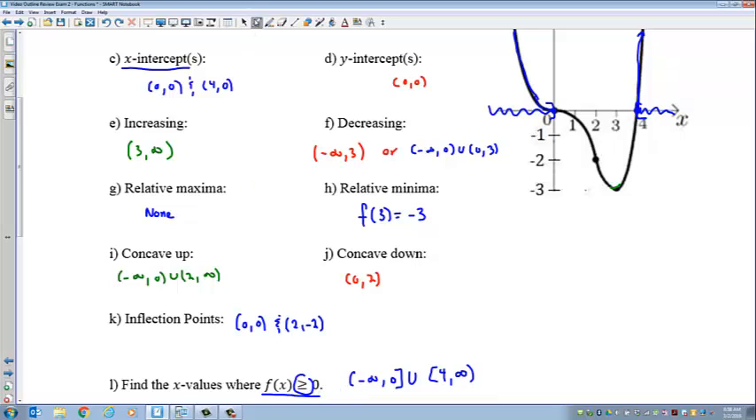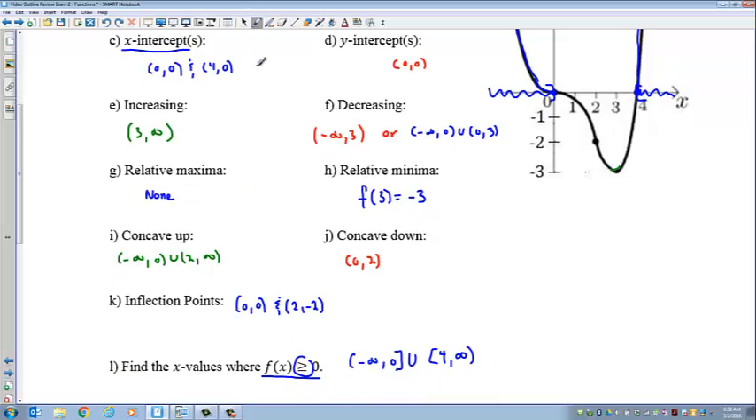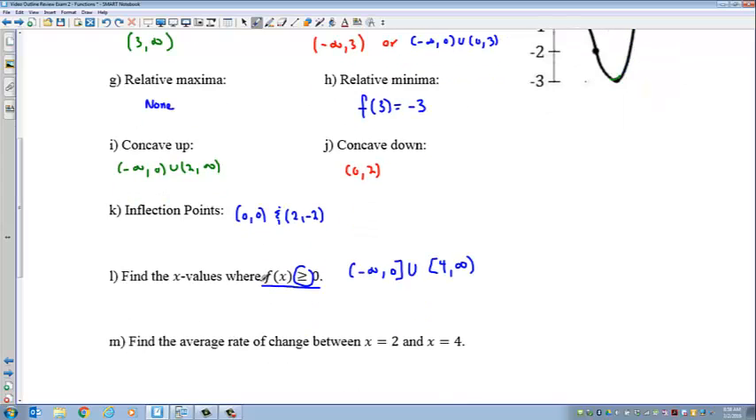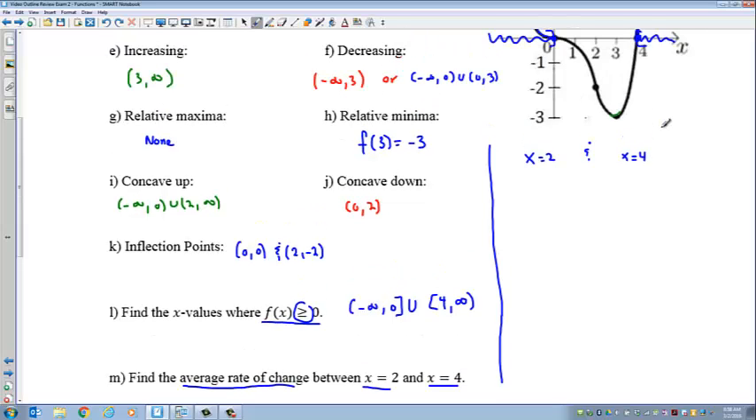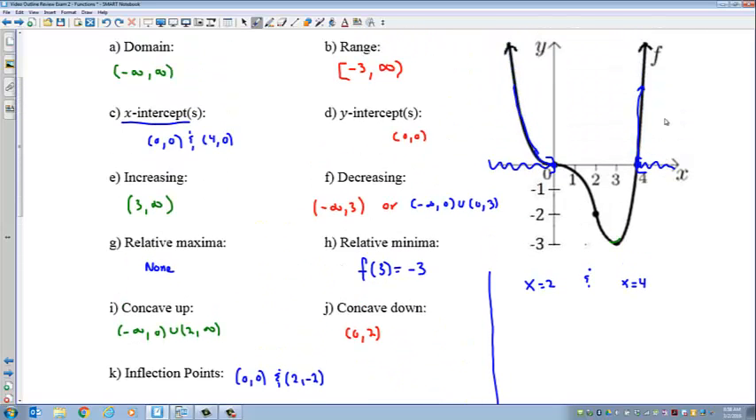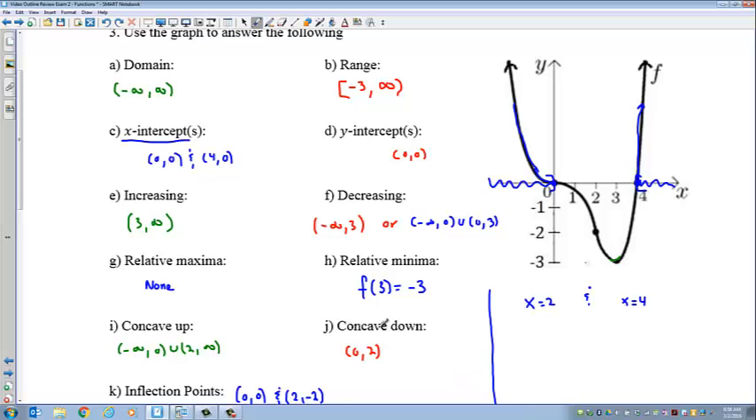And then finally, we have a related rates, not related rates, I'm sorry. We have an average rate of change question. And so we want to find the average rate of change between x equal 2 and x equal 4. I'm going to redraw this question up here. So we're going to find the average rate of change between x equal 2 and x equal 4. That way we can take a look at this picture. And you can write your work below that, of course.